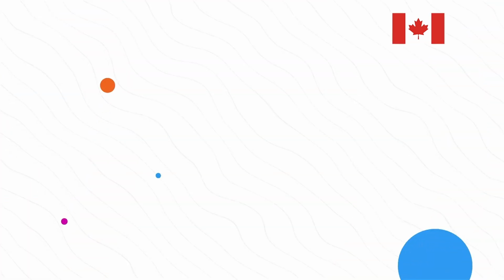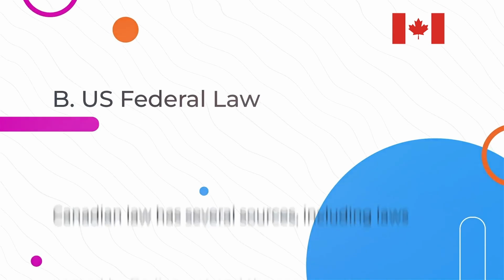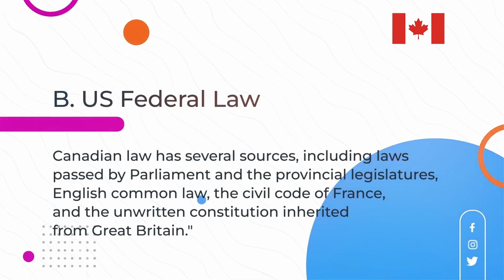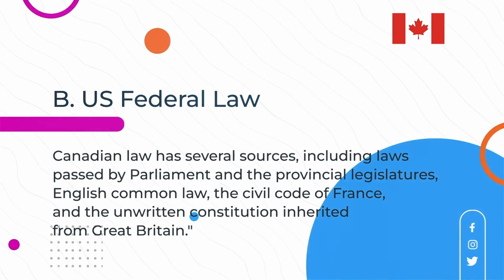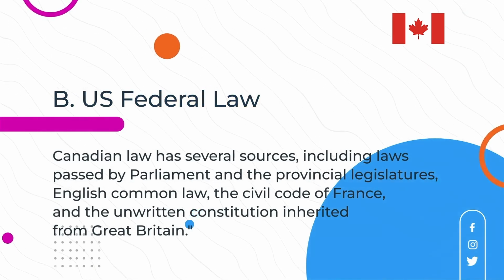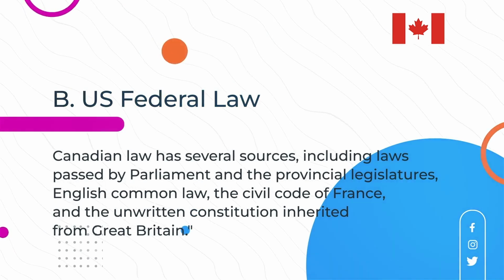Answer. B. U.S. federal law. Canadian law has several sources, including laws passed by Parliament and the provincial legislatures, English common law, the Civil Code of France, and the unwritten constitution inherited from Great Britain.